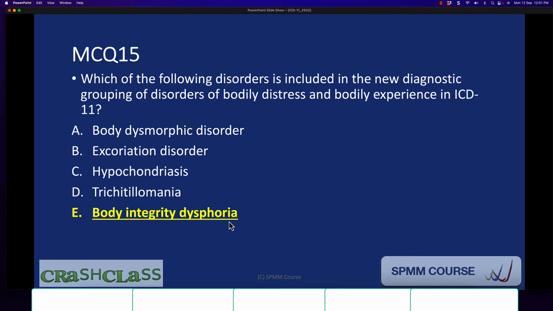Body integrity dysphoria is a disorder which is included in the new diagnostic grouping of disorders of bodily distress and bodily experience in ICD-11. The other diagnoses lie within the obsessive compulsive and related disorders, with trichotillomania and excoriation disorder being within the body focused repetitive behavior disorders subgrouping.